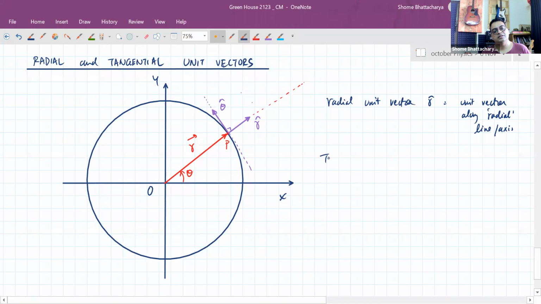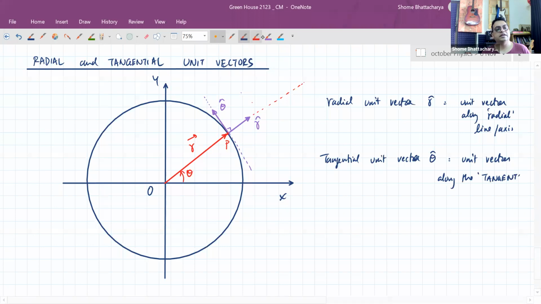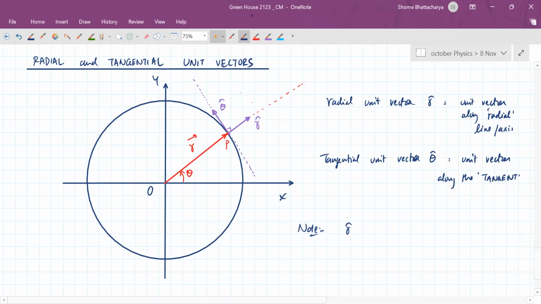And the tangential unit vector is a unit vector along the tangent to the circle at that given point. So this is the tangent to the circle, as you can see, this line here. Now these two are given by a special formula. That formula is very simple to understand because it's a vector of magnitude 1.